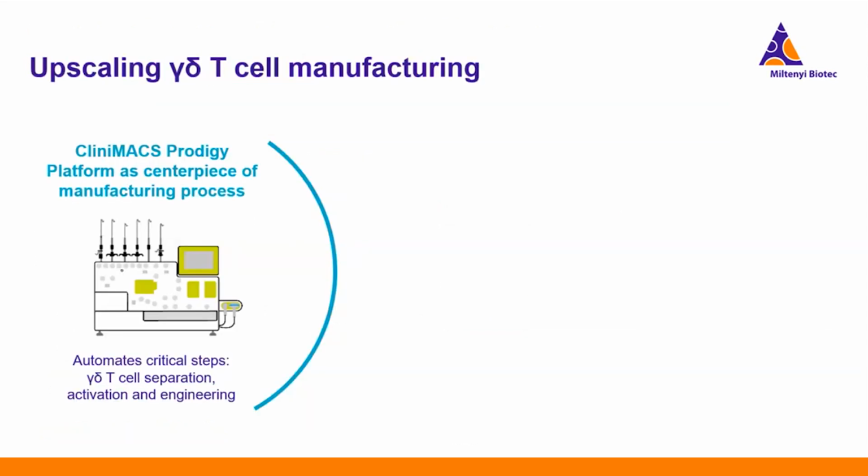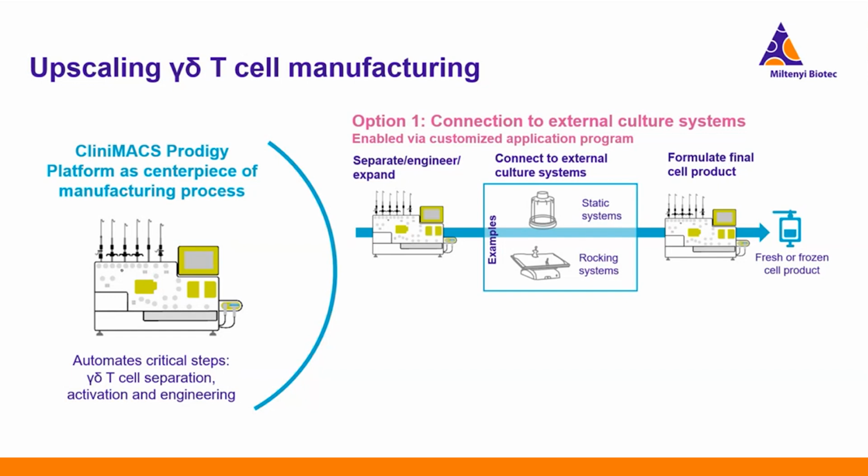However, in certain instances, even higher cell numbers of gamma delta T cells may be needed. So here we have thought of different upscaling options. On one hand, it is possible to connect the CliniMACS Prodigy platform to other external culture systems to upscale the expansion of the cells and then bring the cells back into Prodigy for the final formulation. This is already possible via a customized application program.